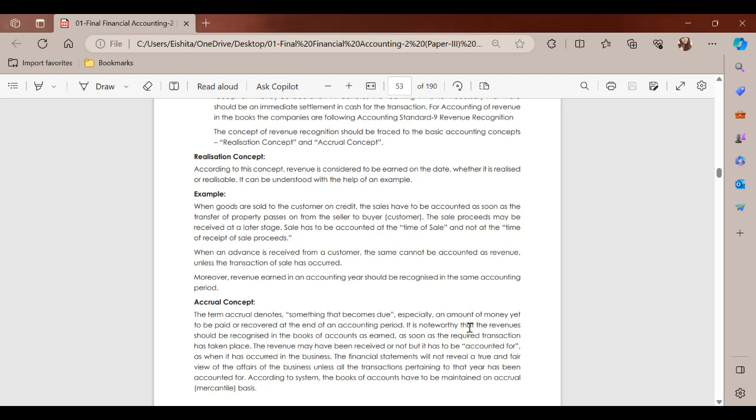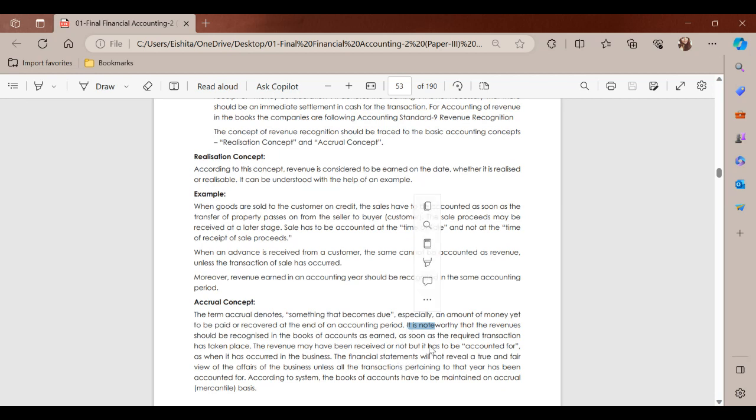The term accrual denotes something that becomes due, especially an amount of money yet to be paid or recovered at the end of the accounting period. That means whatever is due is given to him for 30 days or for 45 days. The moment the 30 days are over, or the 45 days are over, he will pay me the amount. So I will show the revenue that is accrued to me, and I will also show the accounts receivable. So I will book accounts receivable debit and credit revenue.